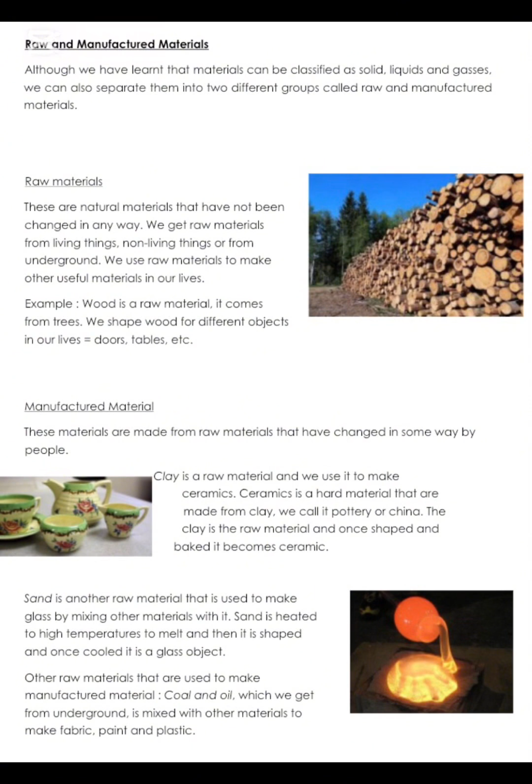Example, wood is a raw material. It comes from trees. We shape wood into different objects in our lives, like doors and tables. Manufactured material. These materials are made from raw materials that have changed in some way by people. Clay is a raw material, and we use it to make ceramics.